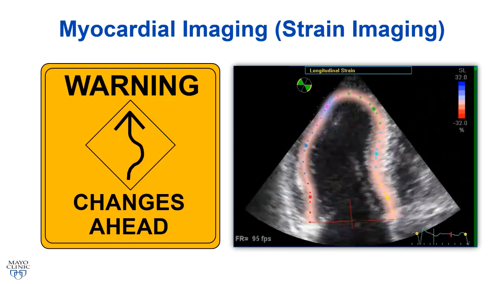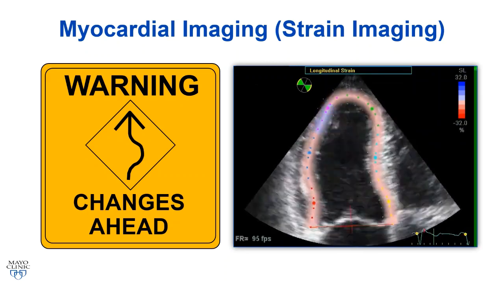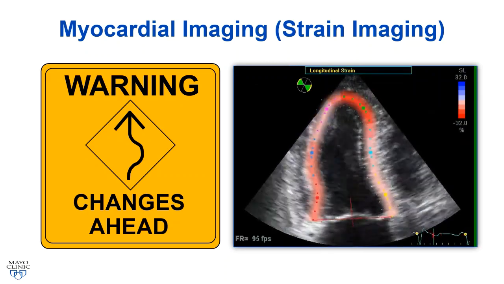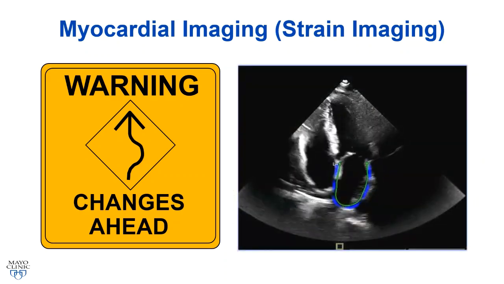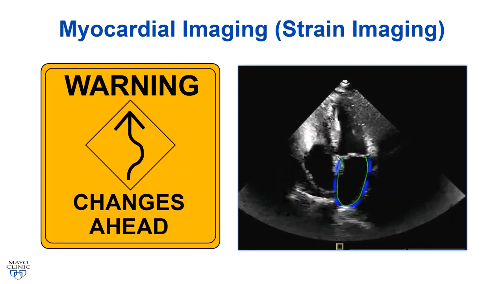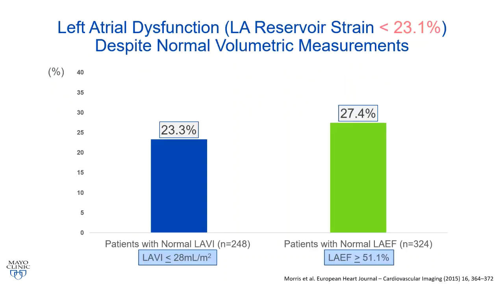So we had mentioned at the beginning of the discussion that myocardial imaging or strain imaging of the LV may be that warning that there are changes ahead, that the longitudinal strain may go down before we see a reduction in ejection fraction. Perhaps we can say the same for looking at left atrial strain. It may be a warning that there are changes ahead. Here we see left atrial dysfunction despite normal volumetric measures of left atrial size. So the LA reservoir strain may be depressed despite normal left atrial indexed volume.